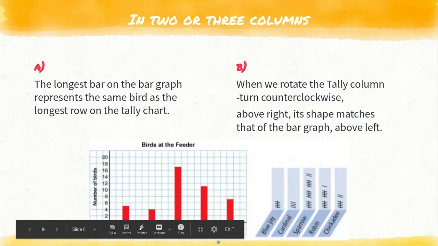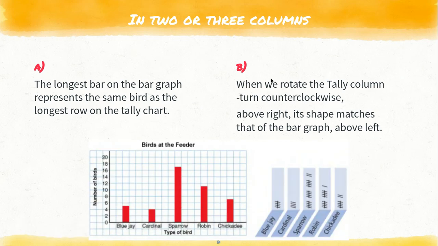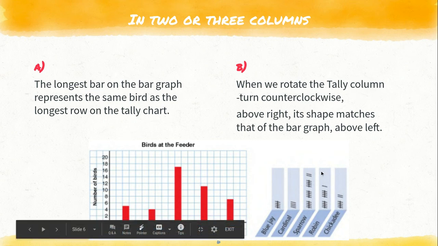All right, so what do we notice? When we rotate the tally column clockwise, its shape matches the bar graph. Okay, so we can see that they're very similar in size in terms of how much space the data takes up. So that is our comparison.